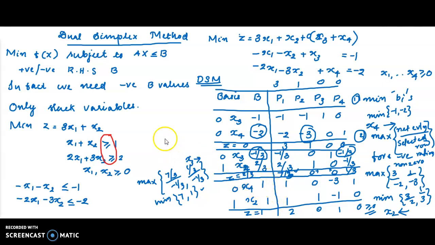And the solution is minimum of z equal to 1. In the question there are the variables x1 and x2 only. x1 equal to 0 and x2 equal to 1. Hence the solution is z equal to 1 at 0, 1. Min z, there is a notation z in the question itself. Min z equal to 1 at x1 equal to 0, x2 equal to 1 at 0, 1. That is the solution. This is the dual simplex method.